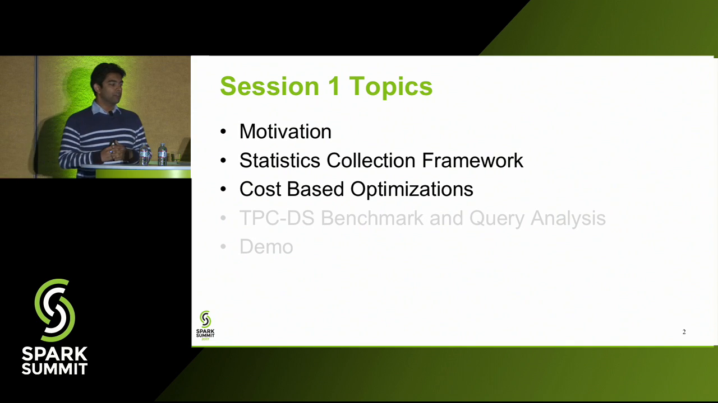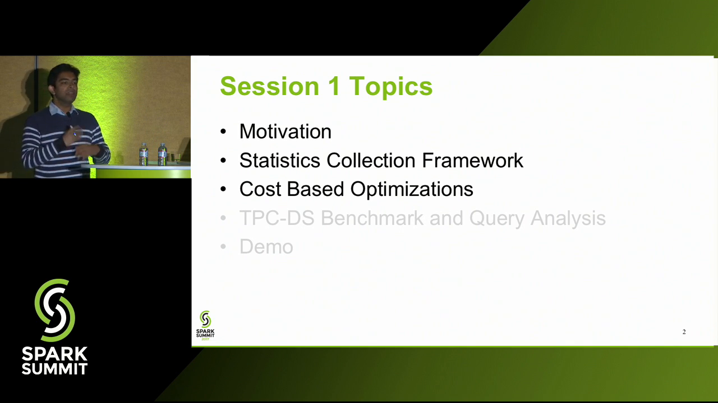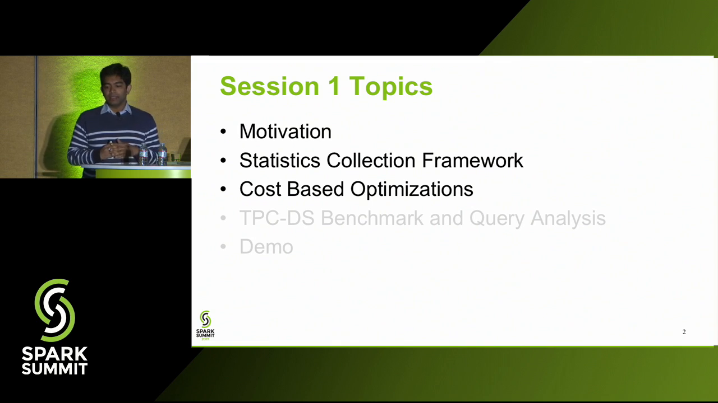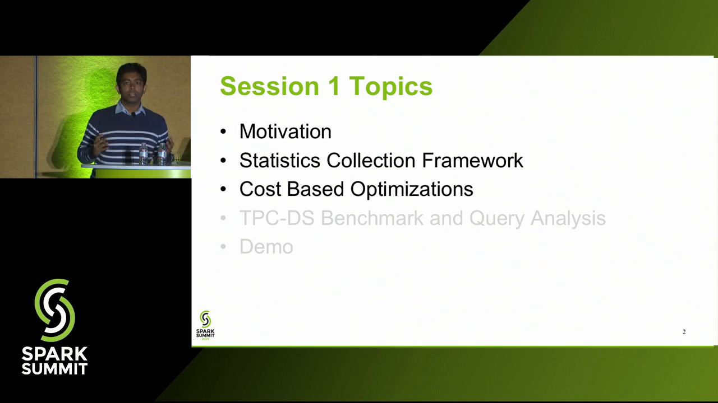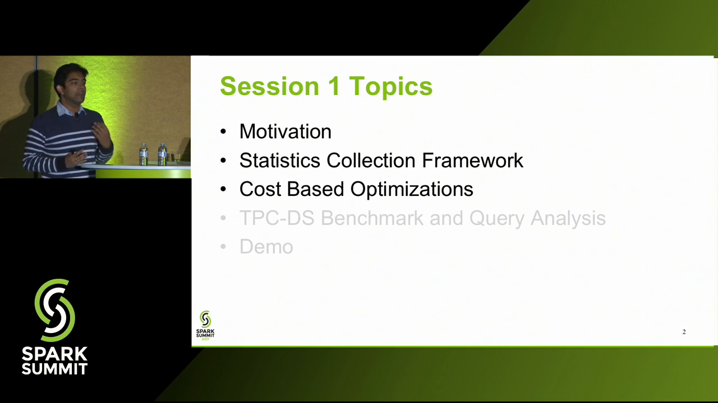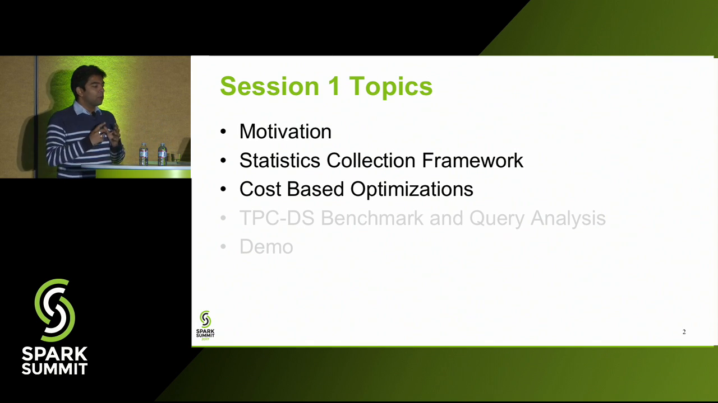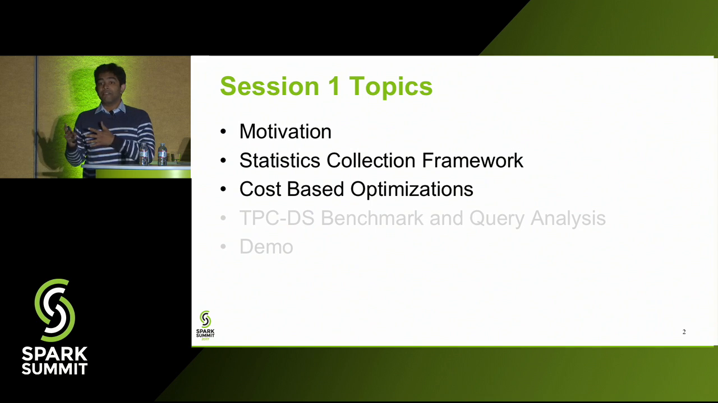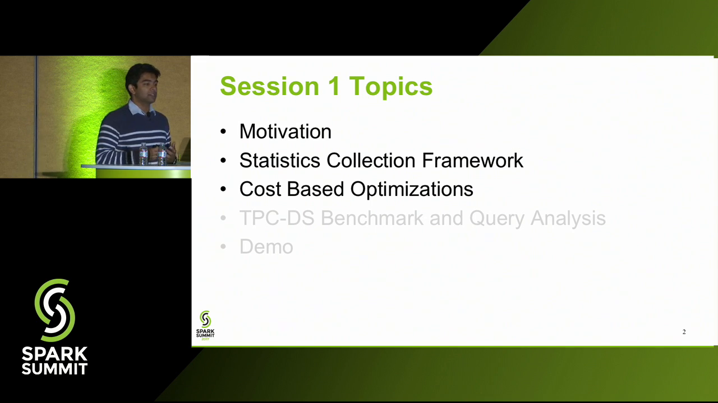So here is an overview of this talk. In the first session, Ron and I will try to motivate the whole need of a cost-based optimizer. And then we'll try to talk about the statistics collection framework in Spark and the slew of cost-based optimizations that it enables. And then in the next session, Zhenhua and Wenchen are going to put this all together and try to demonstrate the cost-based optimizer's effectiveness by showing you results from the TPC-DS benchmarks and a live demo.